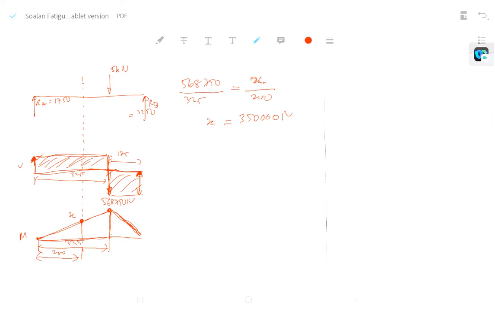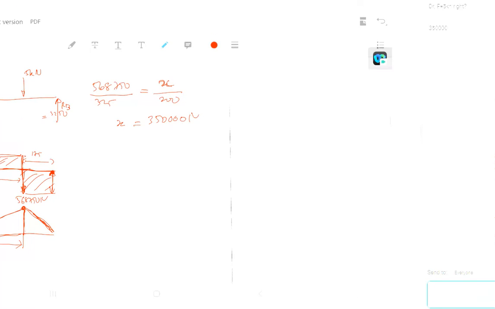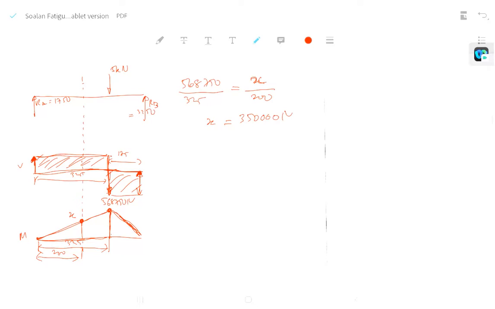Another method that we could use, not from this moment, is to just take the reaction RA, 1750, times the distance, which is 200. So we will get the same value.